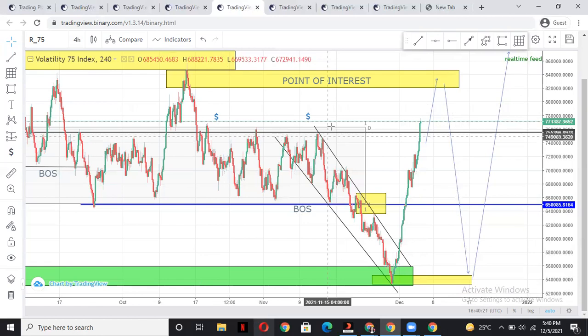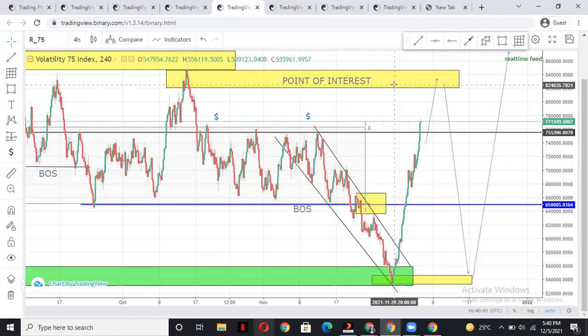I believe price is actually clearing the liquidity above here, and this might be our sell point, but we have to look for more confirmation because, like I said, the momentum is just too strong on Volatility 75 buy. So I'm just expecting to see how price will react from here in order to make a decision.